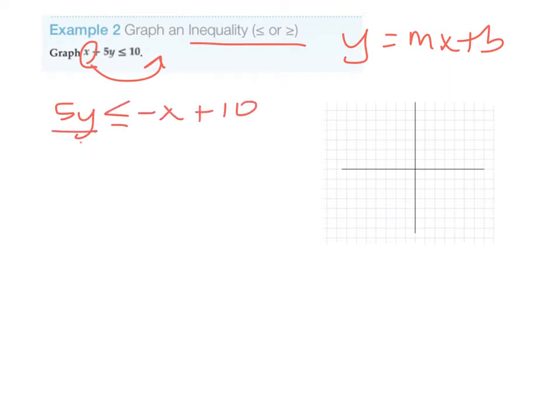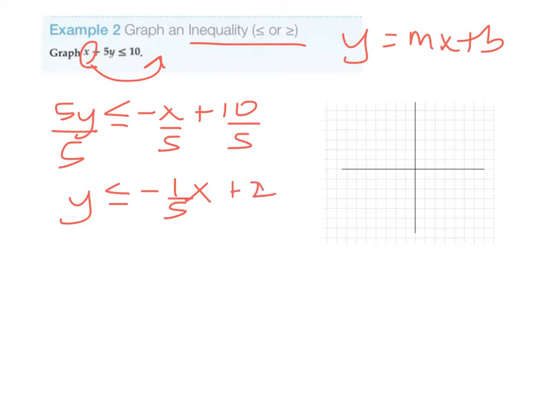Then I have to divide everything by 5. And because I'm dividing everything by a positive number, the sign does not change directions. So this becomes a negative 1/5 x, because that 1 in front of the x, plus 2.